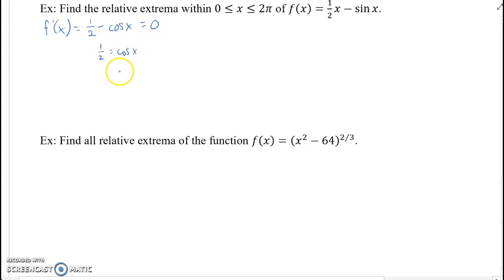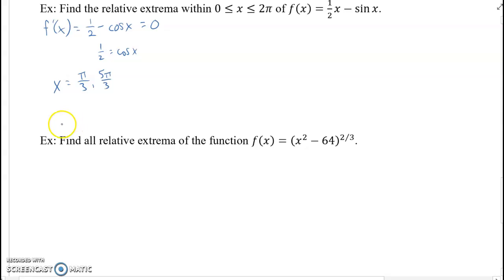We're asking for values of x between 0 and 2 pi. So that's going to be pi over 3 and 5 pi over 3. Those are the two values between 0 and 2 pi whose cosine equals 1/2. So these are potential places where relative extrema may happen.